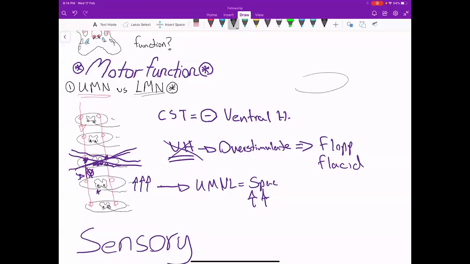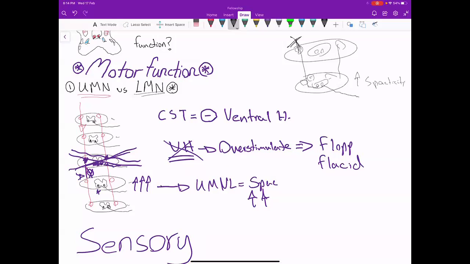Mm-hmm. So if this is a vertebral body right here, and these are the ventral horns, and let's say we have another vertebra up there, let's just draw it real quick. Okay, so I have my corticospinal up here, right? If I have a lesion up here at the corticospinal tract, technically, at the vertebral level below, you will not be able to send negative or inhibitory signals to the ventral horn. Is that correct? And therefore, the ventral horns will overstimulate via their peripheral exiting nerves, right? And you're going to have spasticity.